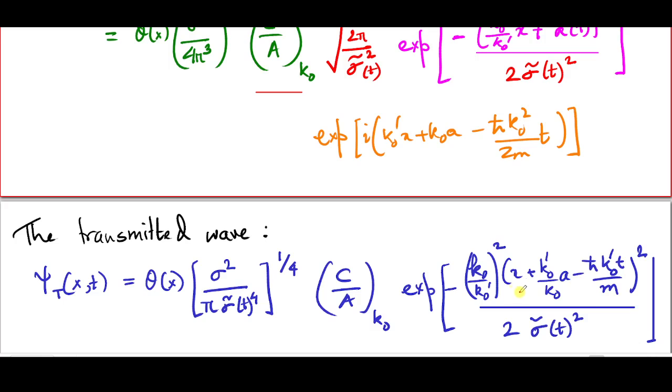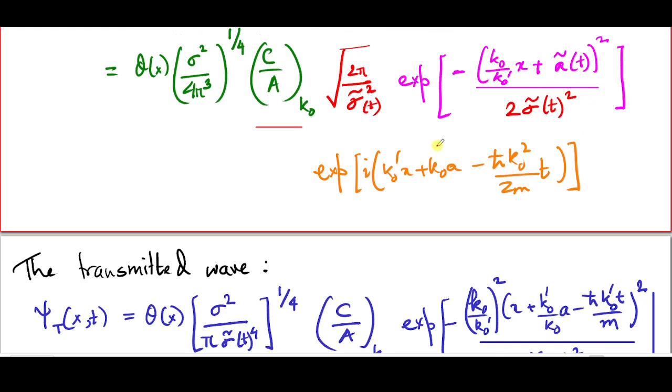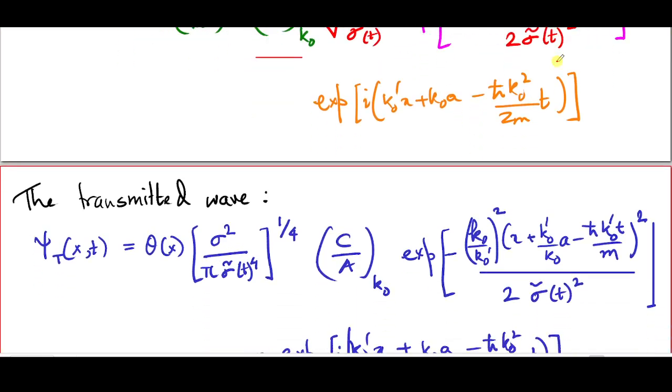which can be seen slightly differently in the following manner. All I have done here is just move the k0 by k0 prime out of this bracket. And what that shows us is that this effectively is a Gaussian whose center is given by x0 equals minus k0 prime c by k0 a plus h cross k0 prime t by m.